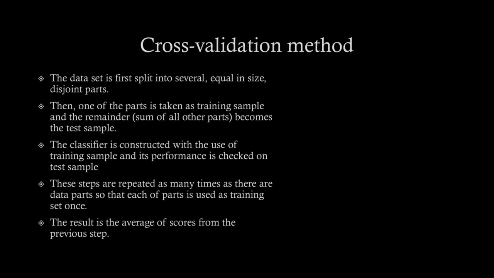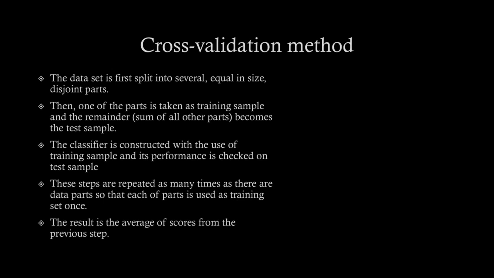The last method is the cross-validation method. The dataset is first split into several equal in size disjoint parts. Then one of the parts is taken as the training sample, and the remainder, which is the sum of all other parts, becomes the test sample. The classifier is constructed with the use of the training sample, and its performance is checked on the test sample.